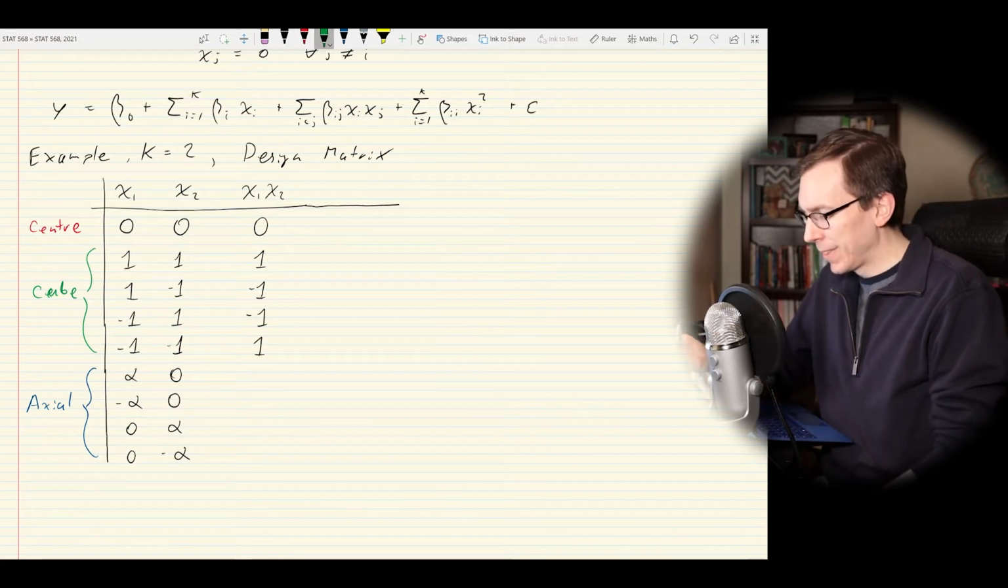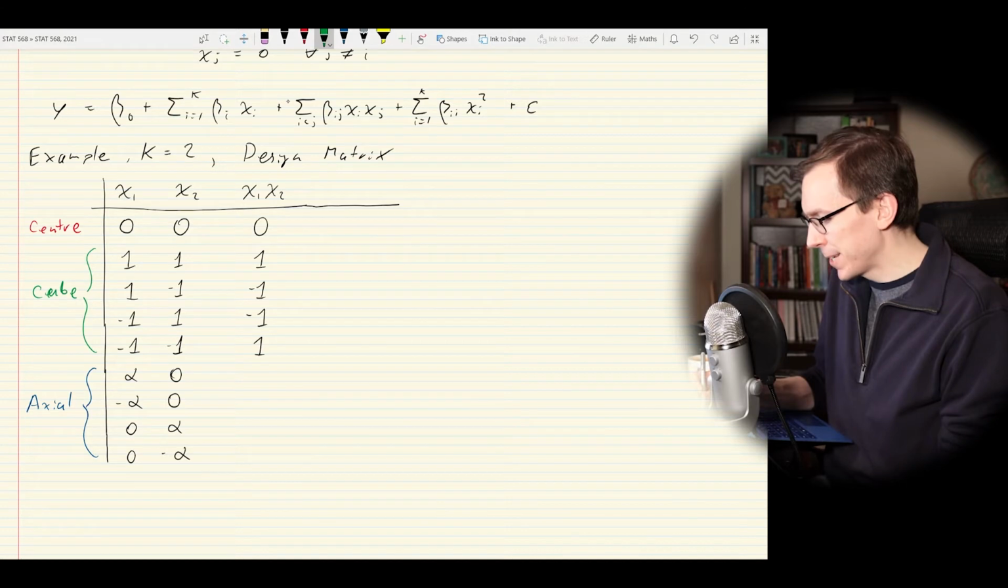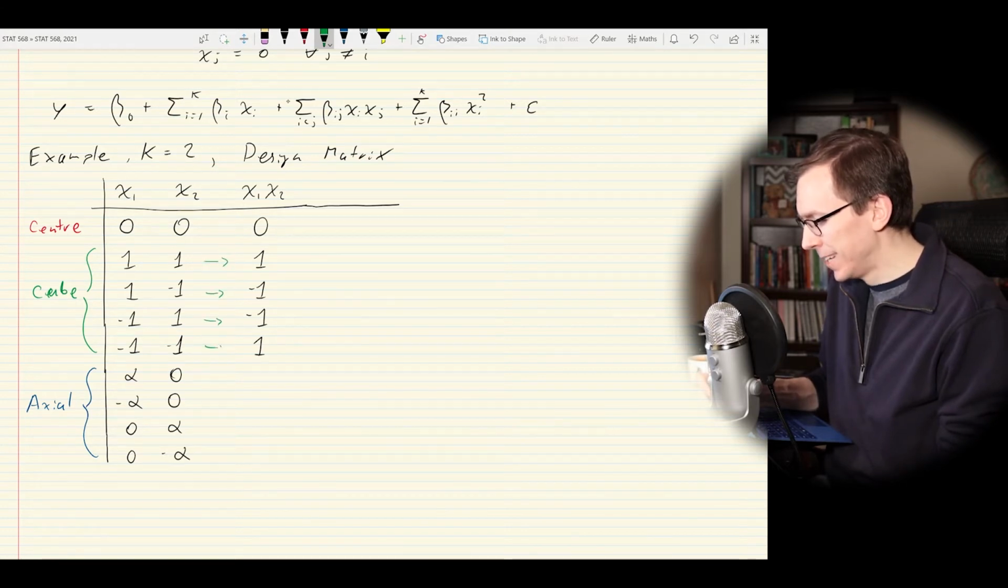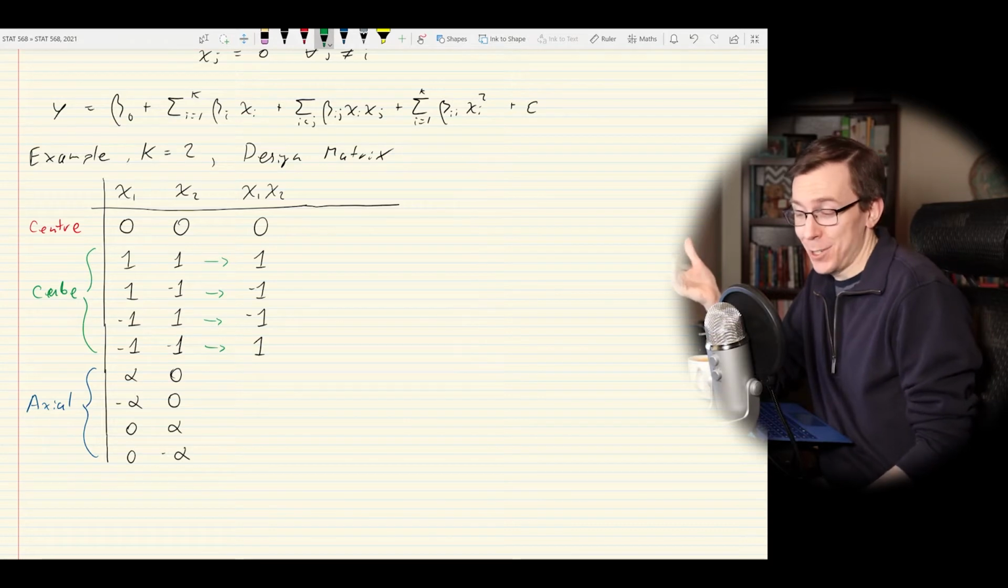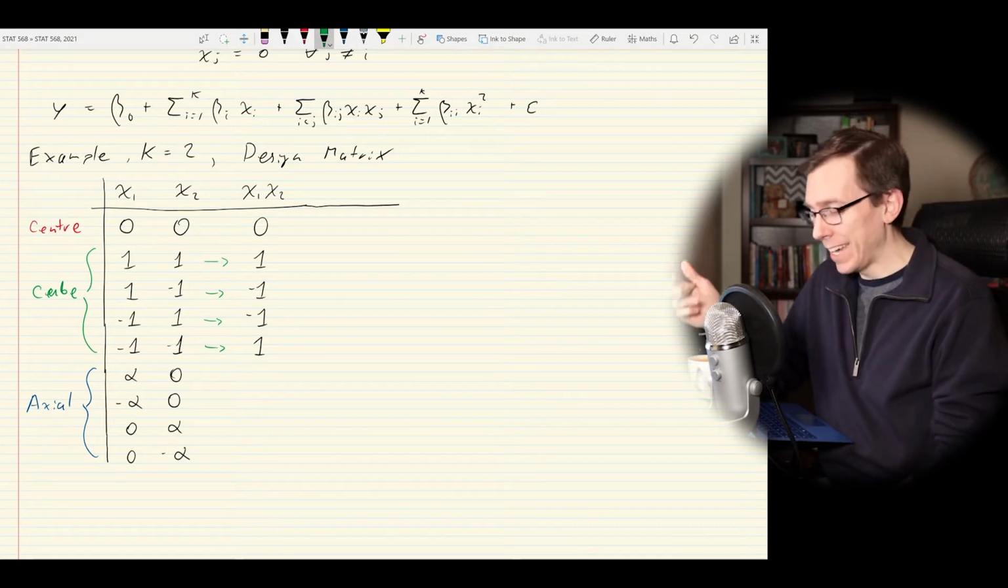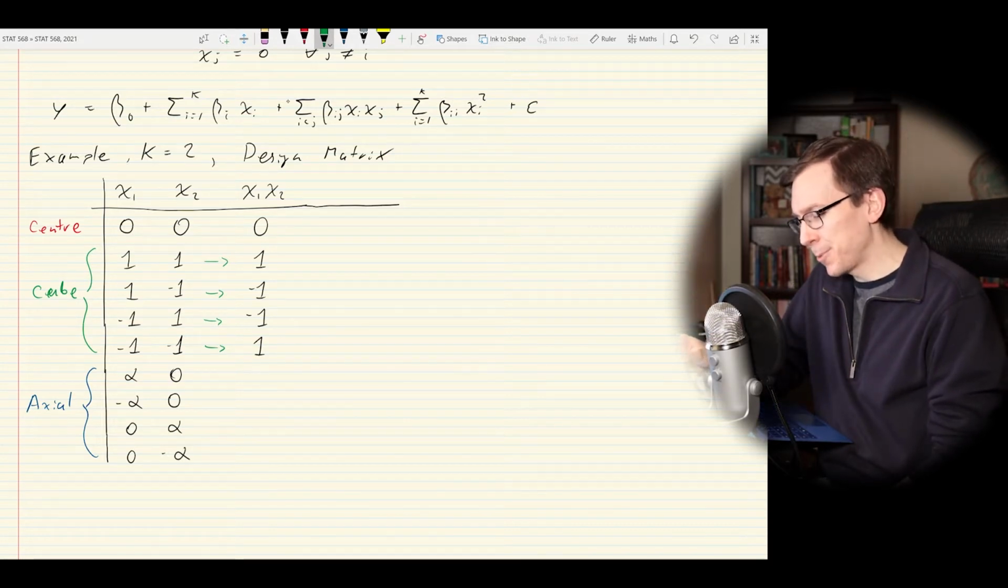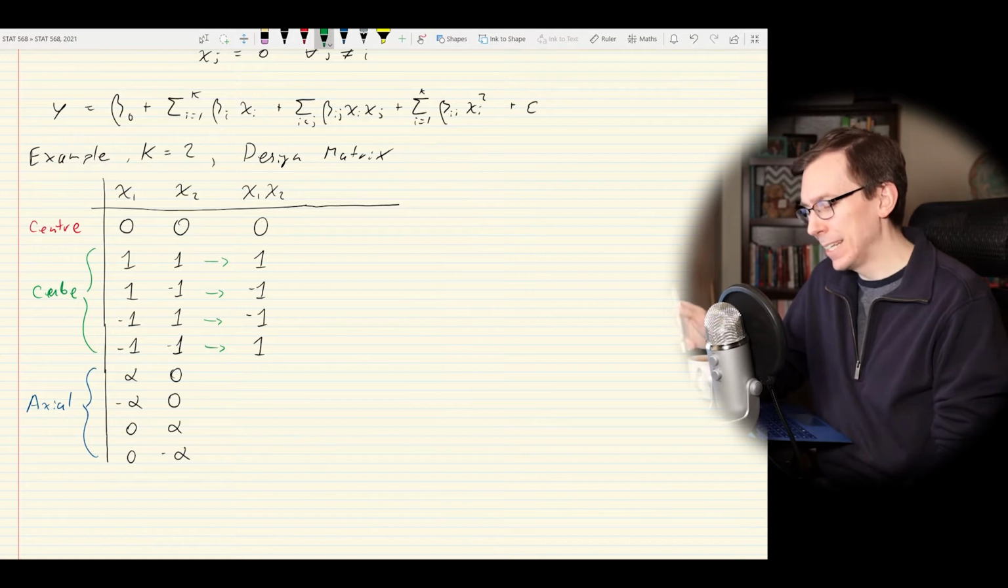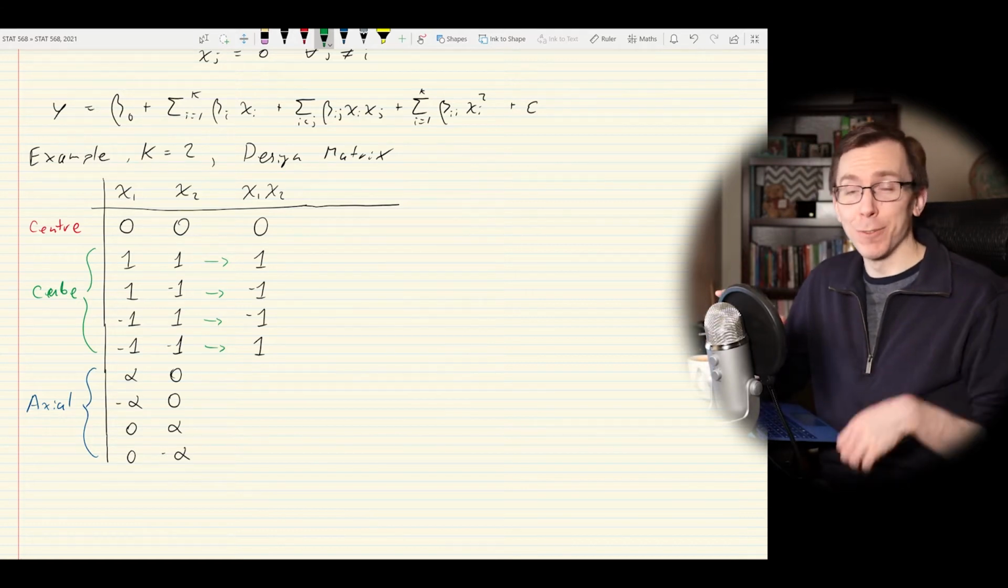So if you see what happens when we go from these columns to the interaction column, we're basically doing that XOR operation again. If the two values x1 and x2 agree, we put a 1 in this column. If they disagree, we put a -1 in this column. So this should look really familiar.